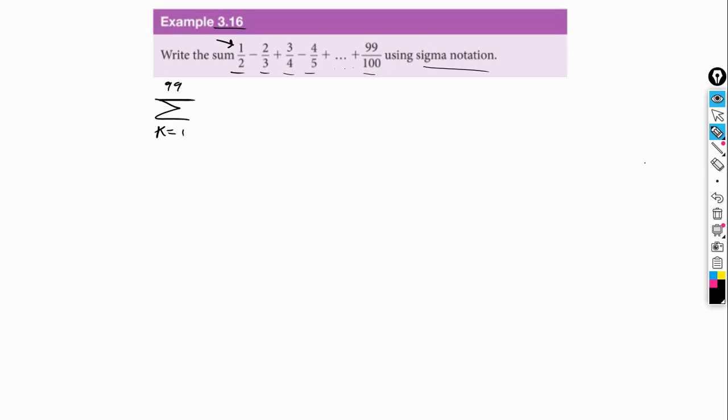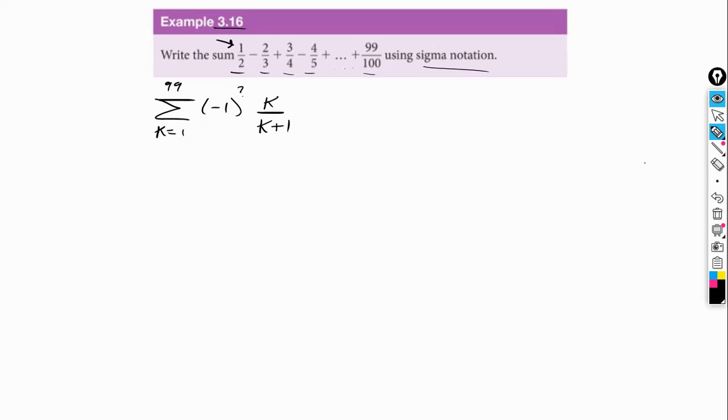Now, there's another aspect of this series or this sum, and it's the fact that it's alternating signs. Notice that 1/2 is positive, then we have negative 2/3, then positive 3/4, then negative 4/5. So that means that there has to be a negative 1 multiplying the series with an exponent that we're going to decide on in a minute. Now, what would the expression be that generates 1/2, 2/3, 3/4, 4/5, etc.? Well, that could be something like k over k plus 1.